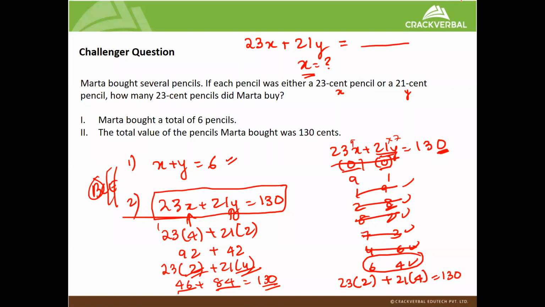Why can't you take 0? I mean, what is wrong in saying that you can have a condition of 0? Nowhere have they told you, right, that you have to buy either a 23 cent or a 21 cent, right? It's not mentioned there, isn't it? So you can't make that assumption. You still have to test for 0, isn't it? So what is there? I mean, I can buy 0, 23 cent, right? Nowhere have they told me that she has to buy, no?